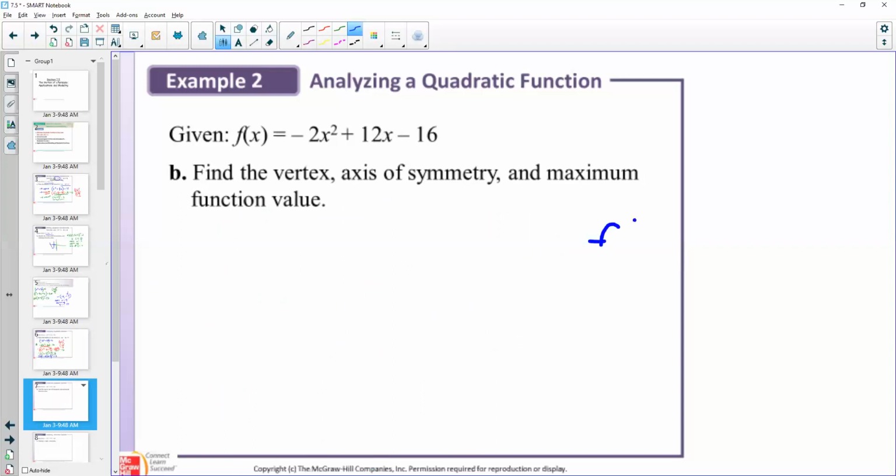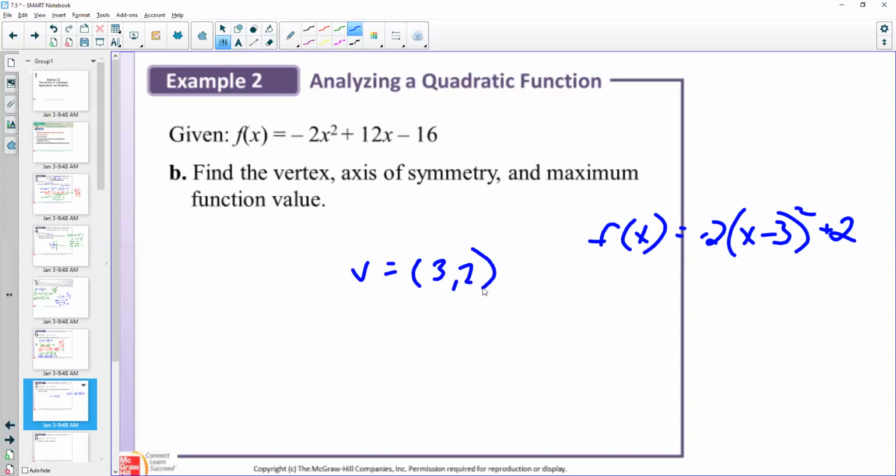It's f of x is -2, x plus, nope. Me and my pluses and my minuses today, forgive me. Minus 3 squared plus 2. So now we need to know the vertex, the axis of symmetry, and the rest. The vertex is at 3, 2. The axis of symmetry goes through that x value, so the axis is at x equals 3.